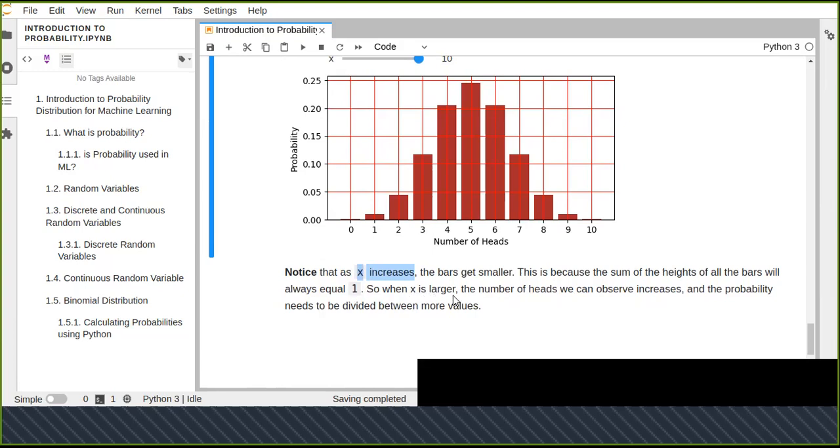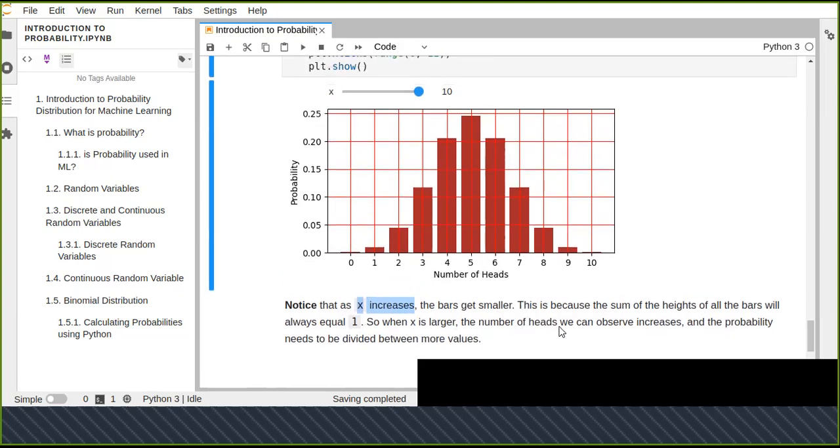And so when x is larger, the number of heads we can observe increases. The probability needs to be divided between more values, so the probability decreases when the number of observable heads increases, because we divide among more values to get the probabilities.